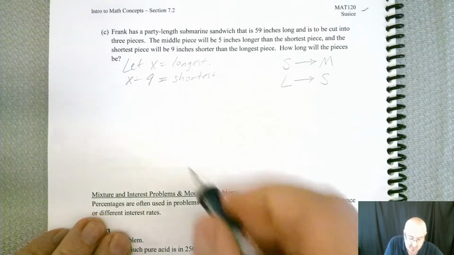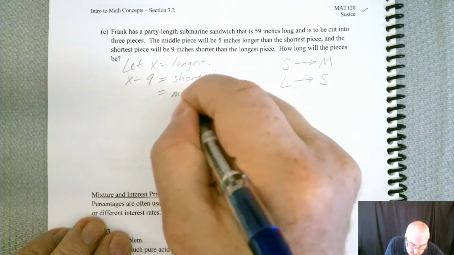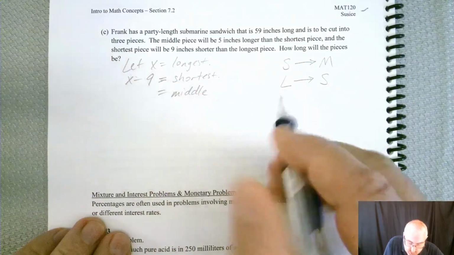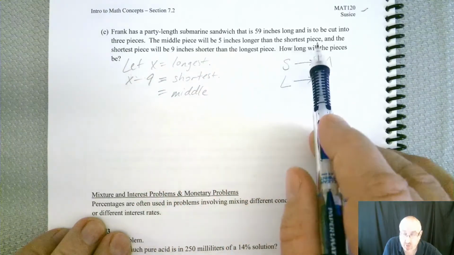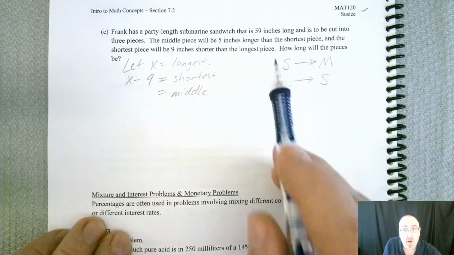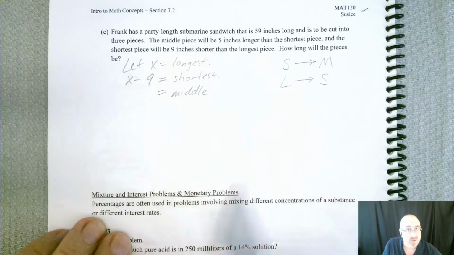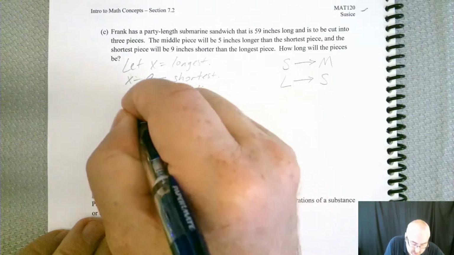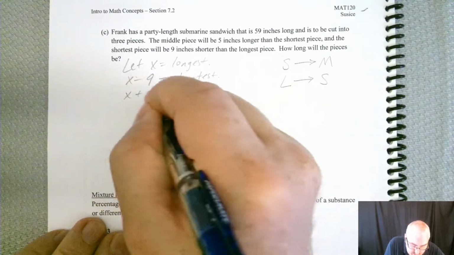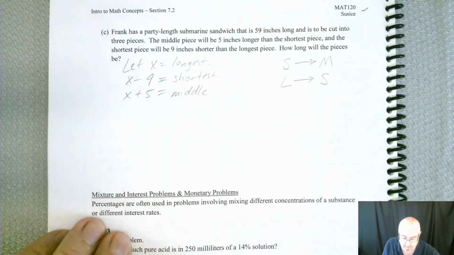Okay, and now the last part is the middle. So the middle one, what does it say? Will be 5 inches longer than the shortest piece. Now longer than is addition, and that is commutative, so we can put it on either side. Let's just say x plus 5. Is that right?